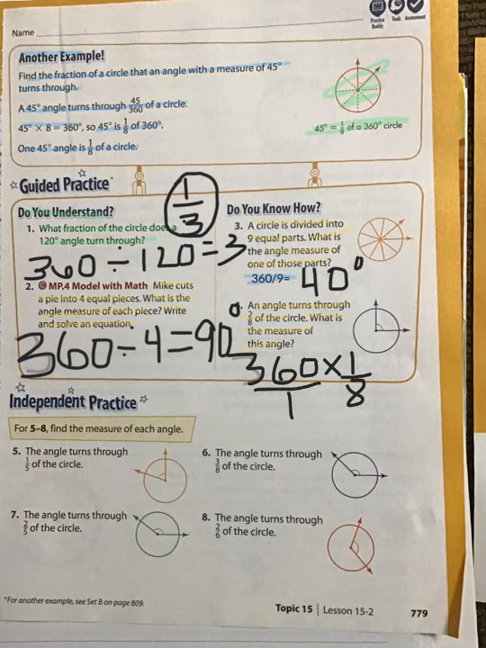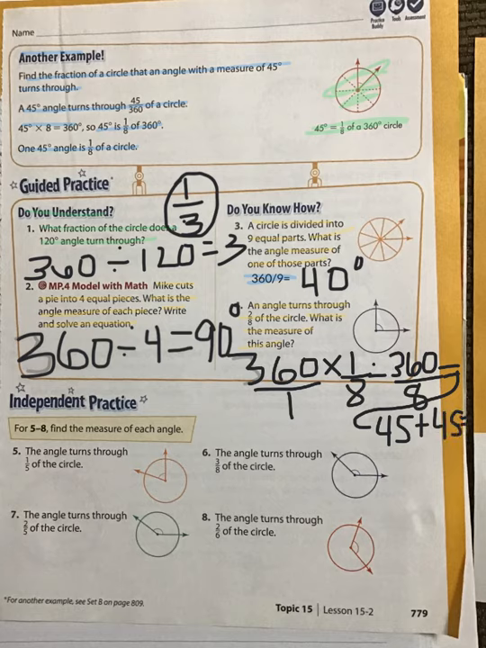So we're just going to divide, and we're going to get 360 over 8. 8 goes into 360 45 times. I'm going to move this down here. 45 times. So we're going to do 45 plus 45 equals 90. So our answer is going to be 90 degrees.